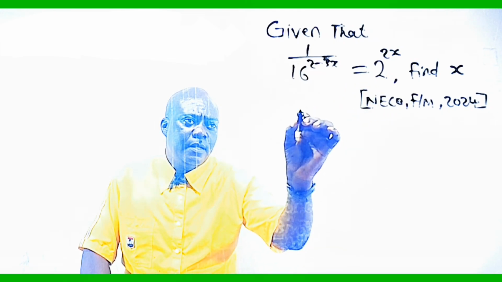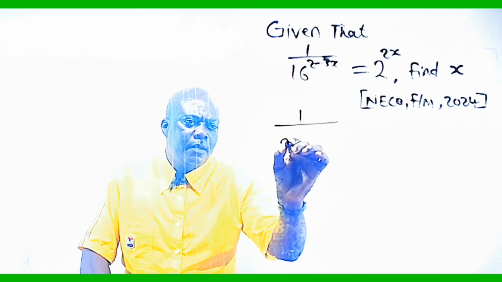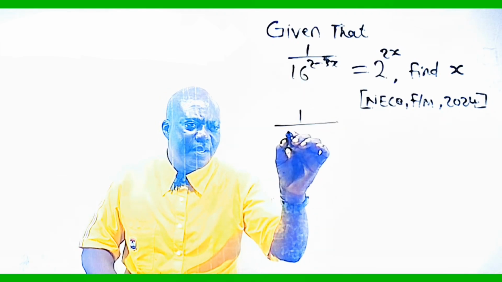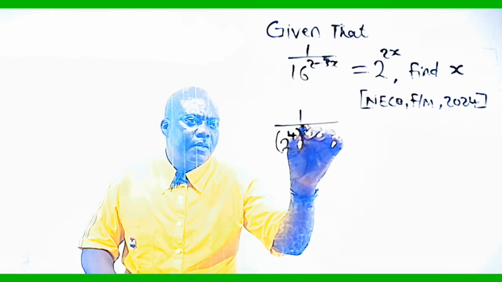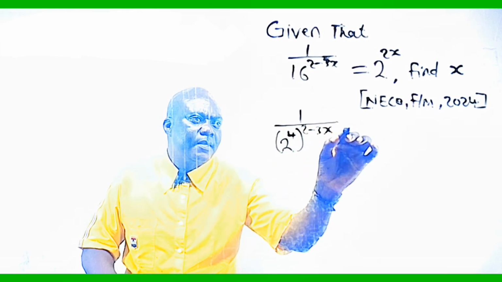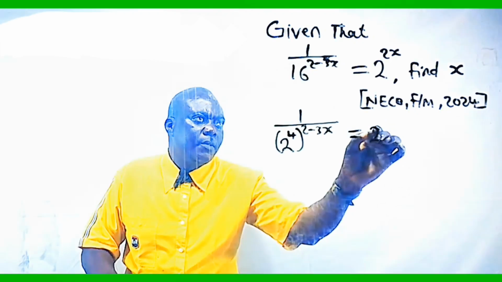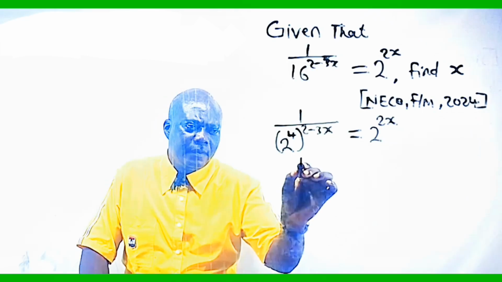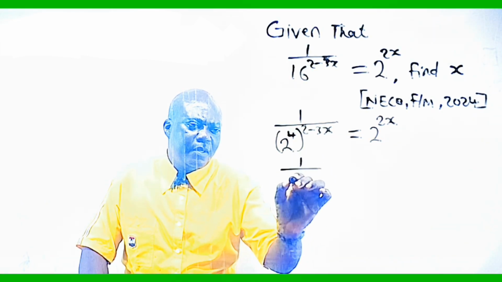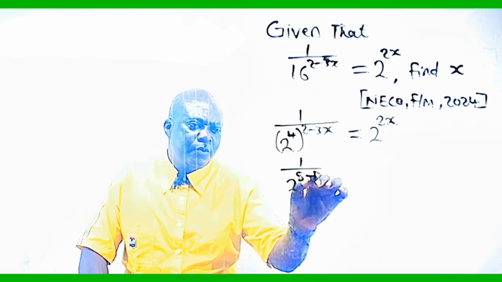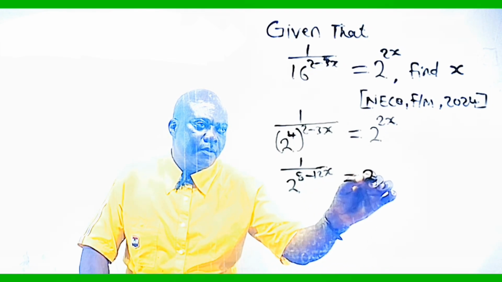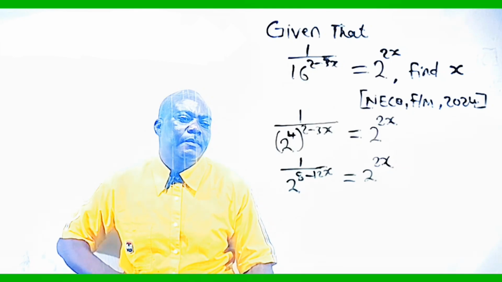So what you have here will be 1 over 2 raised to the power 2 times 2, 4, 4 times 2, 8, 8 times 2, 16. You have 4 here, and 2 minus 3x, which should be equal to 2 to the power 2x. Let's continue. The reciprocal of this, so you have 2 raised to the power 8 minus 12x equals 2 raised to the power 2x.